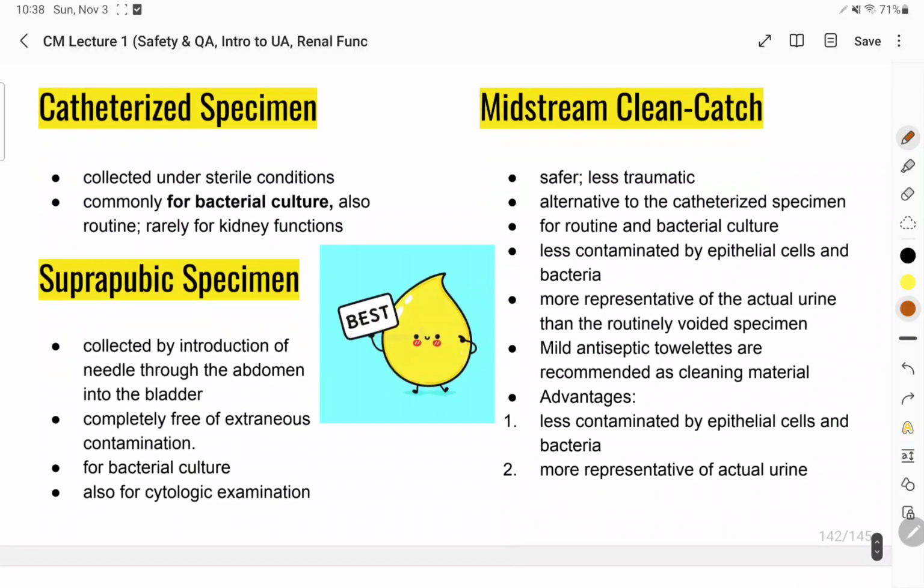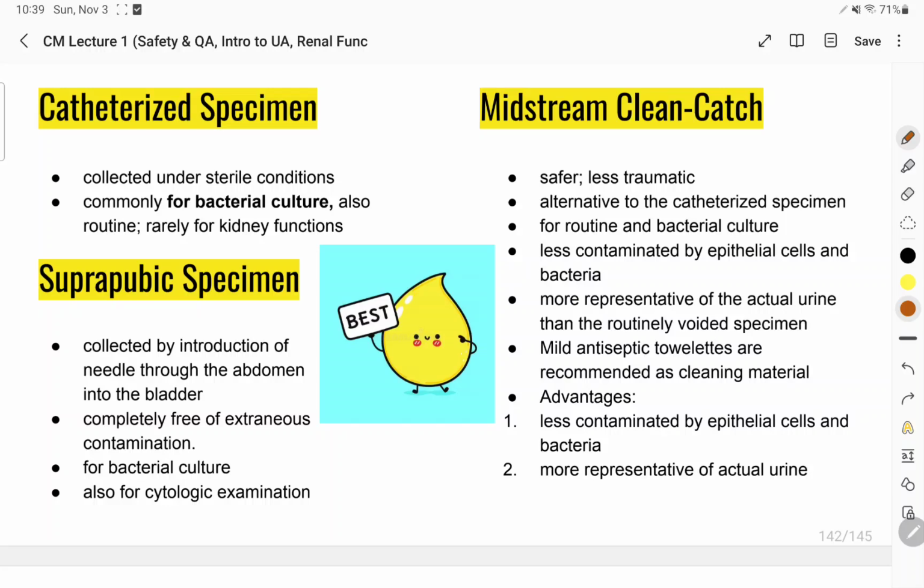Okay? We also have catheterized specimen, suprapubic specimen, and midstream clean catch. Catheterized specimen is collected under sterile conditions, so gikan jud sa catheter. The catheter is a tube that is inserted into your bladder. Okay? So the urine goes directly into the container, so limpyo siya. This is commonly used for bacterial culture, also routinely for kidney function.